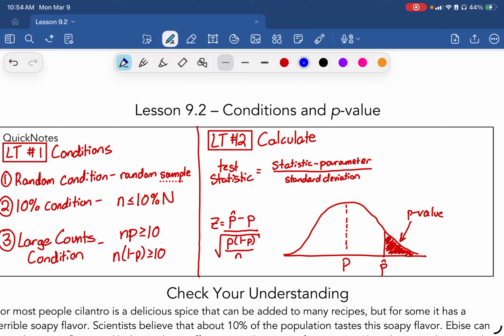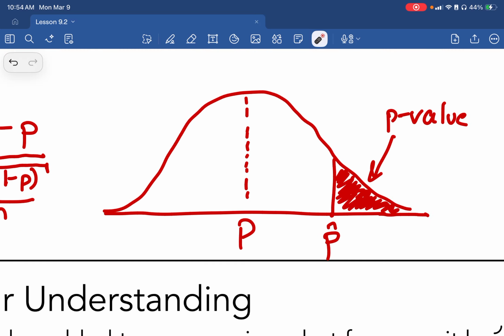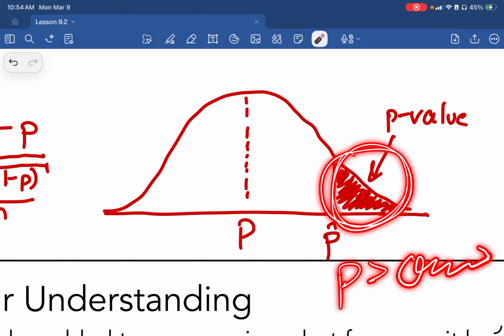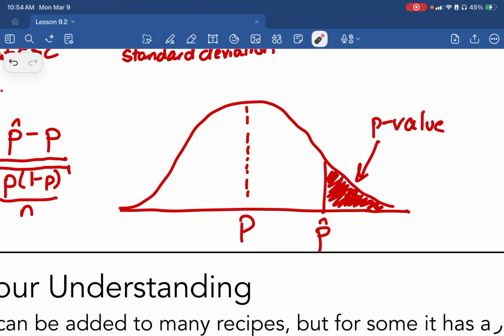Finally, and this is kind of a key idea here, when we talk about that p-value, it's just the area, right? It's similar to what we've been doing forever. This one here would be p greater than whatever this is, because it's over here. If it were somewhere over here, we'd be looking at p less than. So just as an example here.